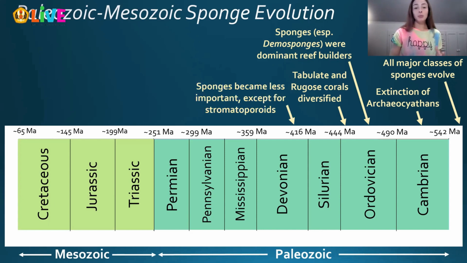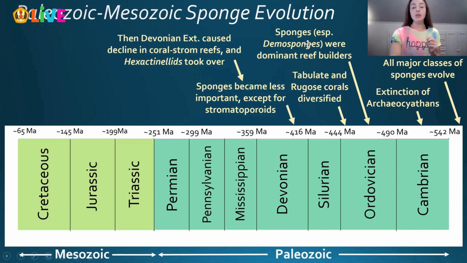Then sponges became less important reef builders because of coral evolution and corals taking over the reef building business, if you will. However, one of the groups that didn't become less important in reefs was stromatoporoids. Coral-stromatoporoid reefs were really common around this time. Then you had the Devonian extinction, which caused a decline in coral-stromatoporoid reefs, and hexactinellids actually took over the reef building business, which, if you remember, are the glass sponges.